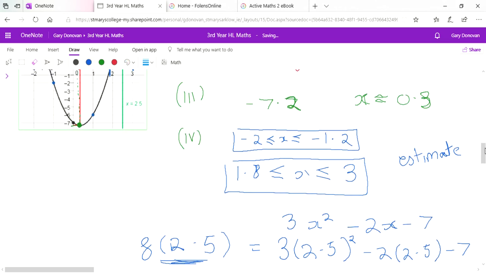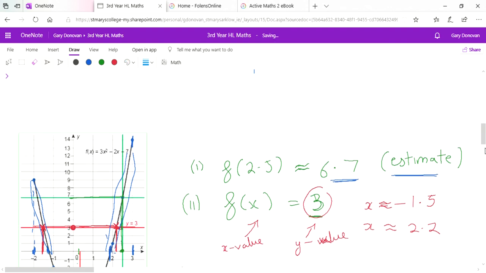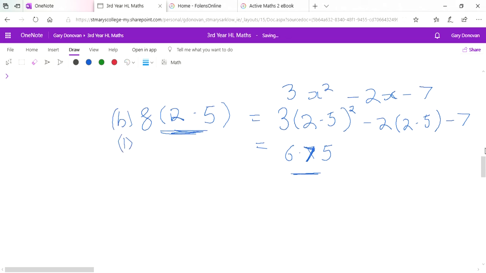If we go back to part 1, what did we get reading from the graph? We got 6.7. So that's our estimate, but if you want to do it really, really accurately, that's how you do it. And often in exam questions, they'll ask you to check your answer using algebra, and this is how you check it.